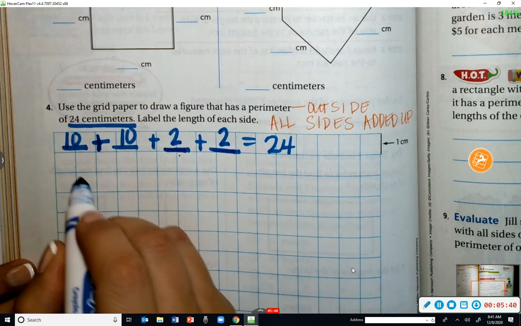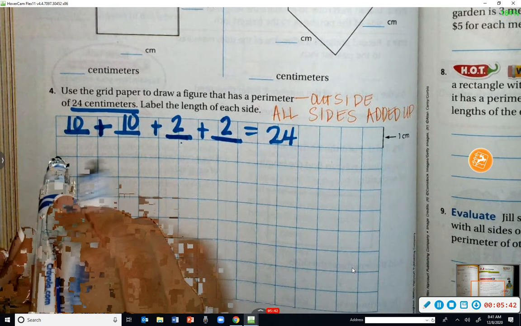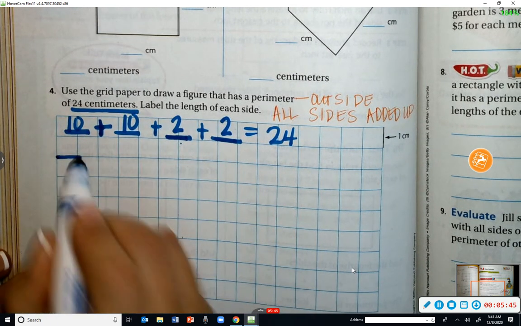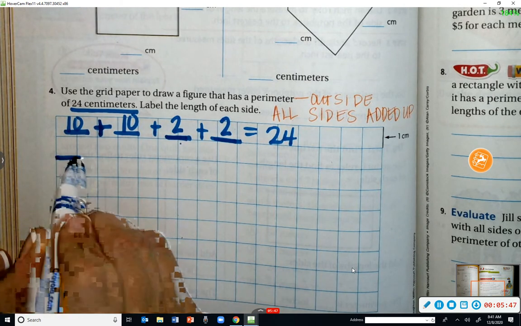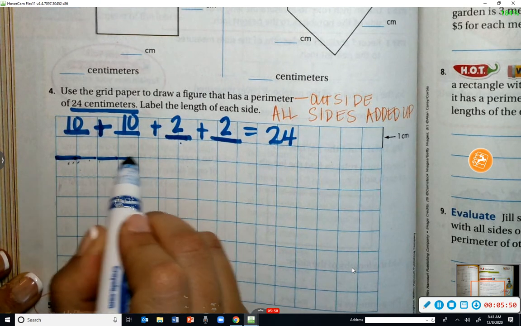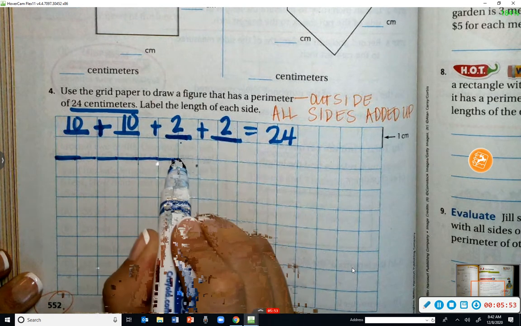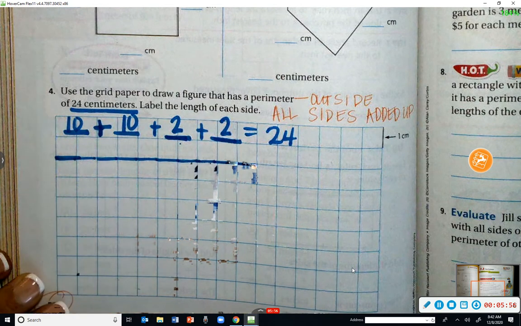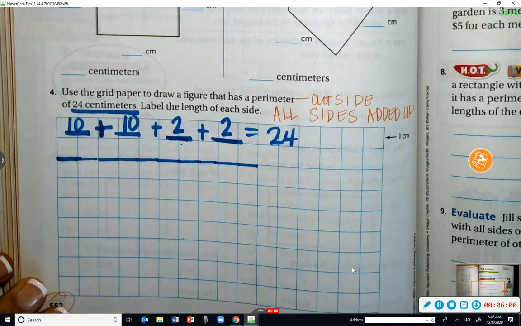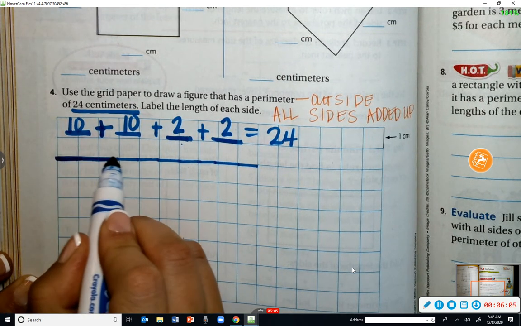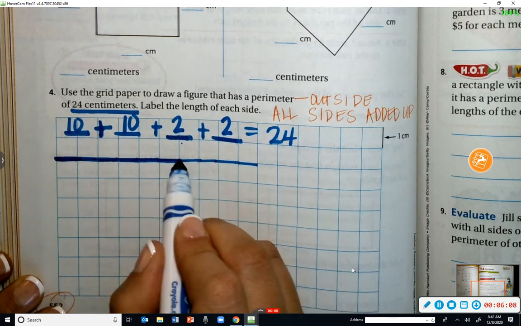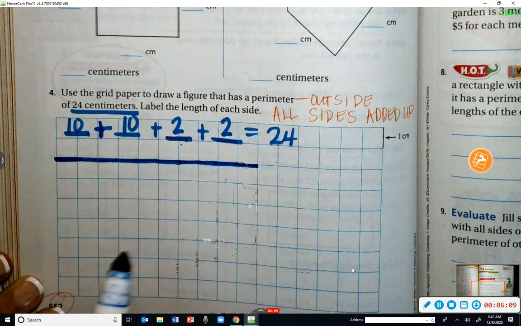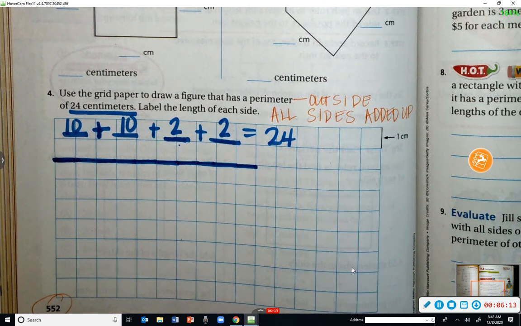So let's go across 10. We're going to start way over here on the edge and draw 10 squares. So 1, 2, 3, 4, 5, 6, 7, 8, 9, 10. So you may want to check and make sure you went across 10 boxes. Okay, did everybody go back and count it twice? Okay, so I've got 10 going across.